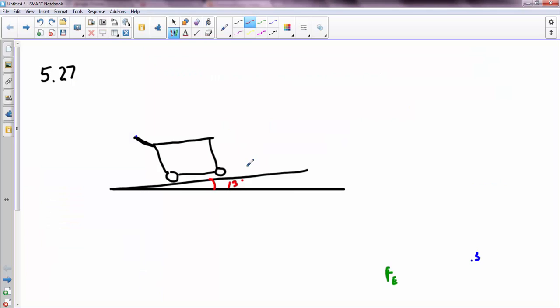So with that information, before we draw our force diagram, before I do anything, I want to make sure I write down everything that is given in the problem. I have an 8-kilogram mass. I have an acceleration of 1.50 meters per second per second.